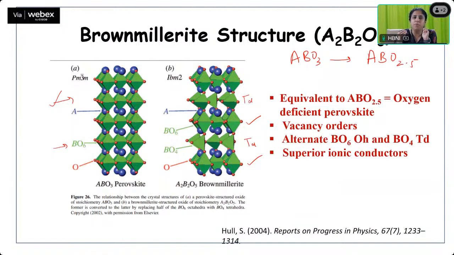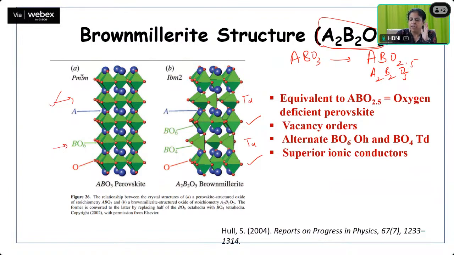But if this oxygen defect that is arising in perovskite orders, and orders in what form? That half of the octahedra convert to tetrahedra to absorb that vacancy. And happening in that ordered manner, every alternate layer, you result in brownmillerite. You twice this up, A2B2O5, and this is called the brownmillerite structure.